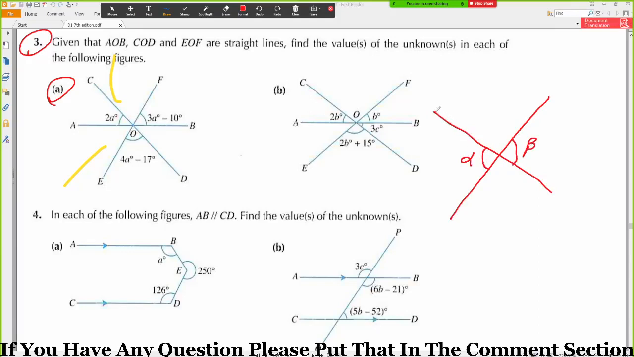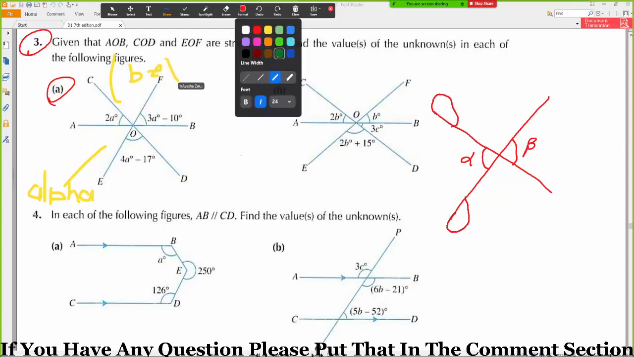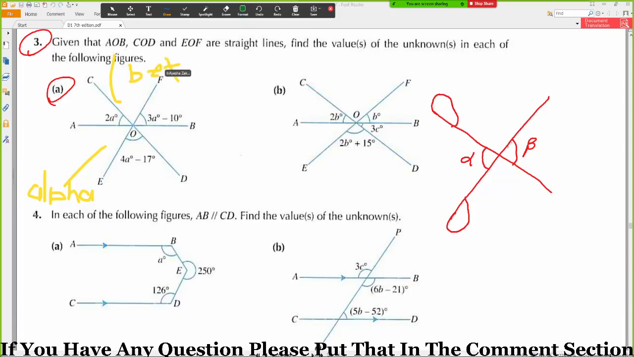Okay, what is this? Alpha. Wait, what is this? You said this angle is alpha and this angle is... Yes, that is not an angle. Oh, yeah, this angle is alpha, this angle is beta. Okay, what is this? What have I drawn here?